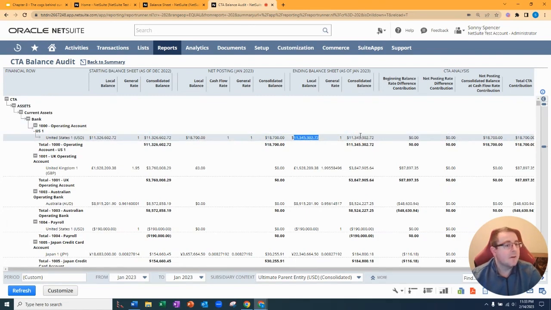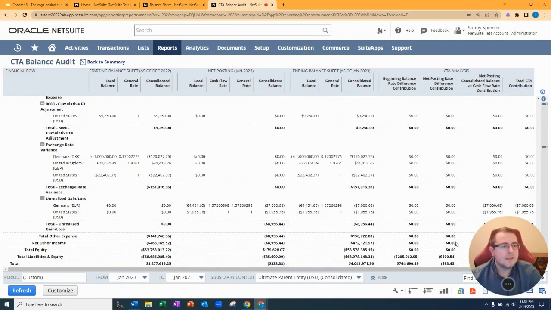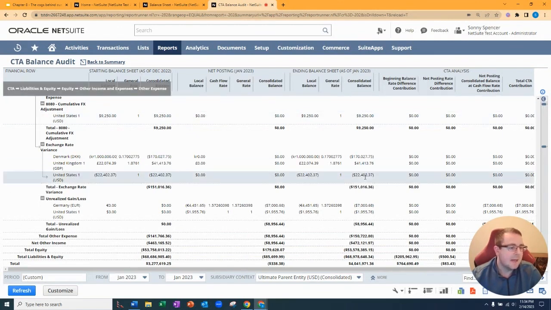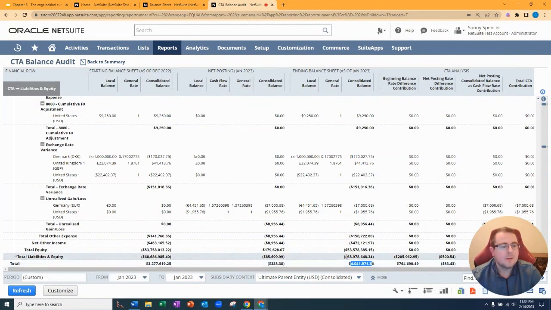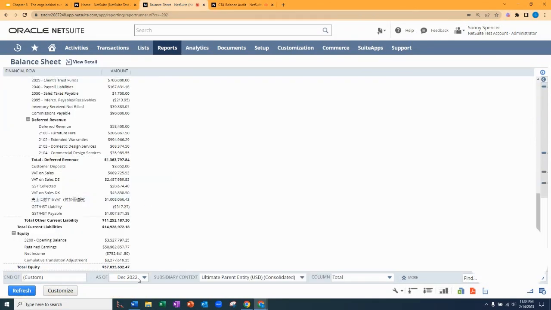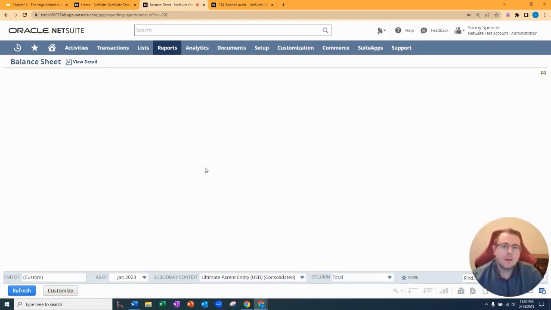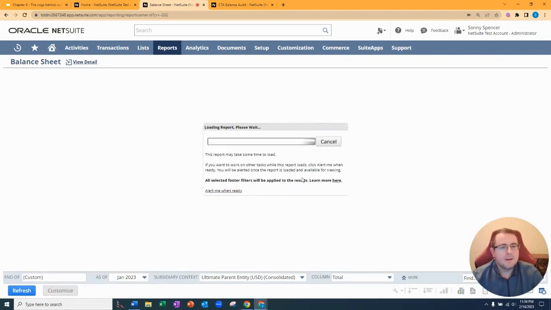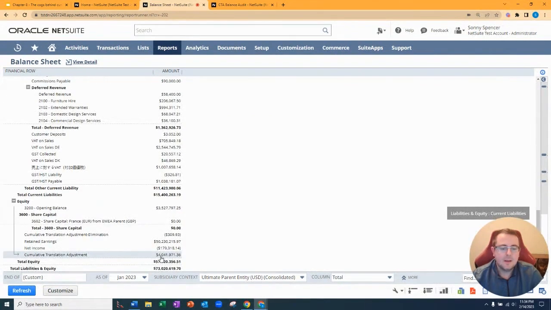In other words, this should give us the consolidated balance sheet. In fact, if we scroll all the way to the bottom, we will see that the total value of our consolidated balance for the ending balance section arrives at just over 4 million US dollars. And you might recall, if we come back to our balance sheet and run it for January 2023, that ties back perfectly to our CTA balance in our consolidated balance sheet of 4041.